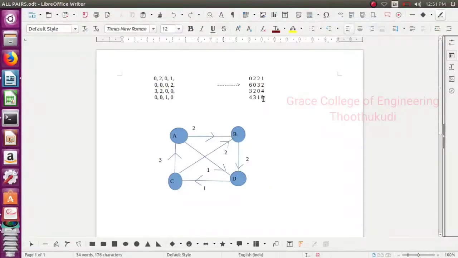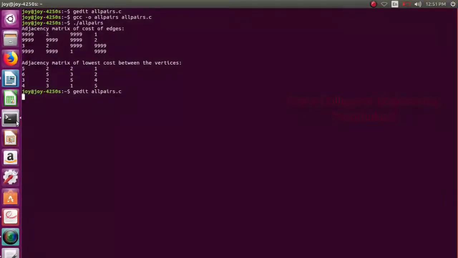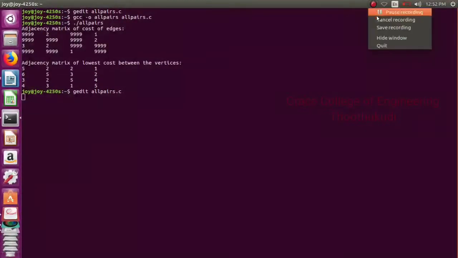So this is our answer also, but in our answer we have used a constant in the diagonals. Each node's starting value is 0. For that we are using a constant in our output. So this is the all pairs shortest path algorithm, and it's an application of graph also. Thank you.